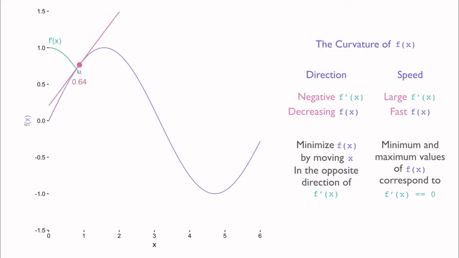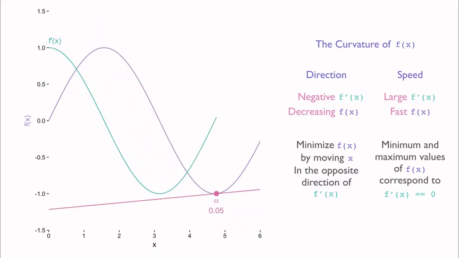In the last unit, we learned that the derivative of a function f of x tells us about the direction and speed of change at any given point on that function. Another way of thinking about that is to say that the derivative tells us about the curvature of the original function. So how do we use that information in deep learning?